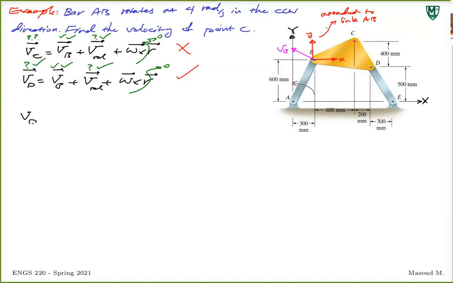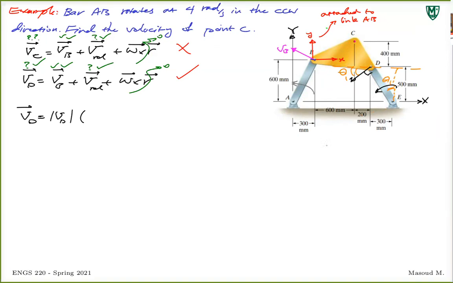You can say VD is equal to the magnitude of VD, whatever it is, times this direction. This is VD. Let's say this is omega, rotating this way, so VD is perpendicular to that link. And we need to find this angle to be able to decompose this. I'm going to call this theta 1. That angle is equal to this angle here, theta 1.